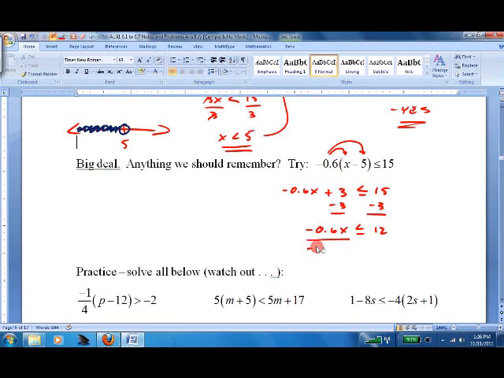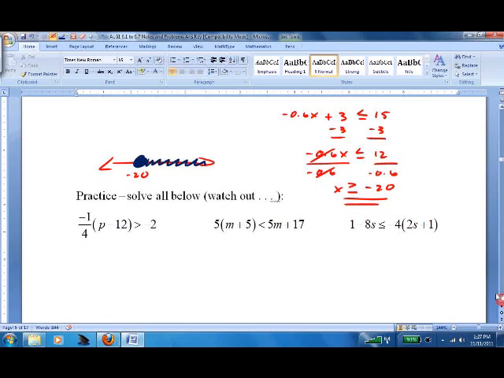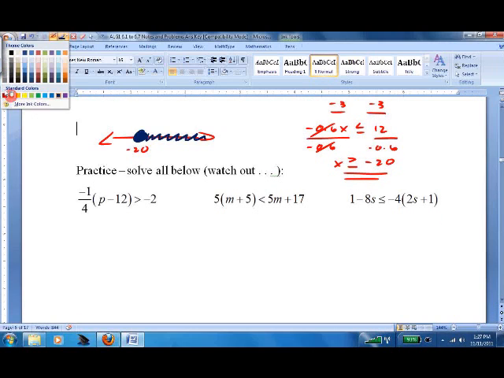Divide by negative 0.6. We're dividing by a negative, so the sign gets flipped. We will get negative 20. Graph it. X is greater than or equal to negative 20. So we put a circle, and it's greater, so it's to the right, and it's greater than or equal, so we fill in the dot. Watch out for the negatives.